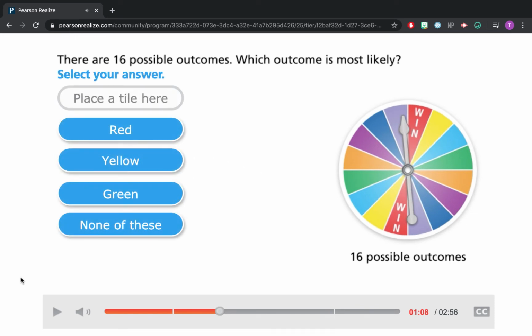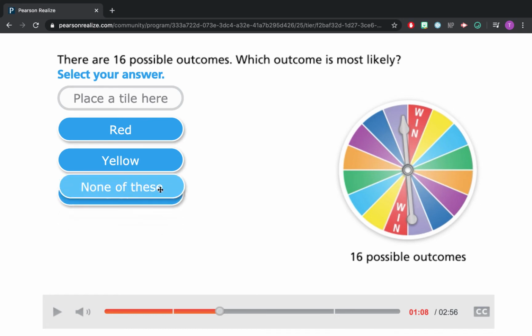Select your answer. Now, for one section to be more likely than the other, you'd have to be in a situation where one color covers a greater percent of the area than another. Red is 2 out of 16, and we were already told each of these sections is the same size. So we've got 2 red, 2 yellow, 2 green. So it's none of these. One isn't more likely than the other. They're all equally likely here.